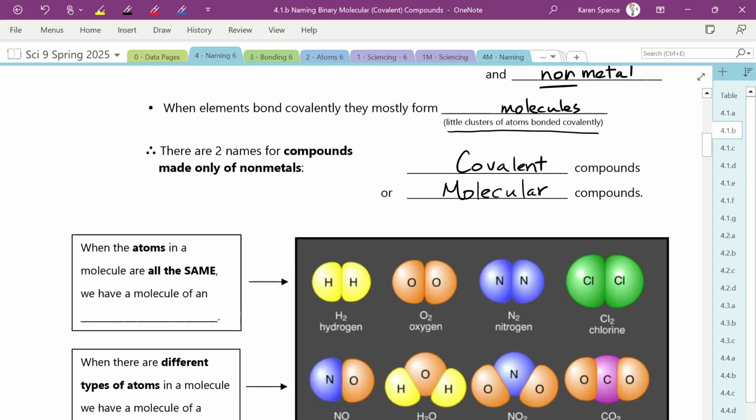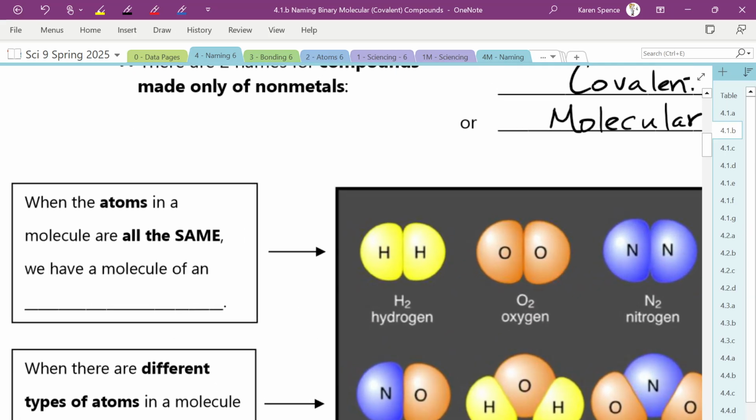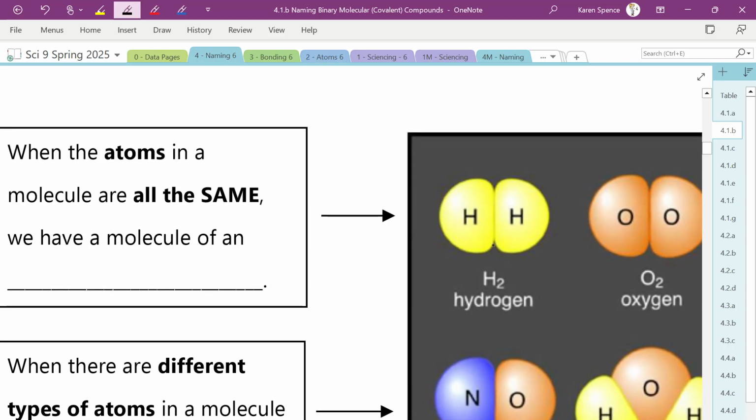Just a reminder, when atoms in a molecule are all the same, like in H2 and O2, we say we have a molecule of an element. And really, we are not going to be focusing on naming elements because when you name an element, you just give it its name. If you have H2, it's just called hydrogen. If you have O2, it's just called oxygen.